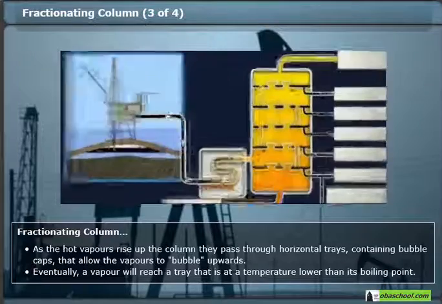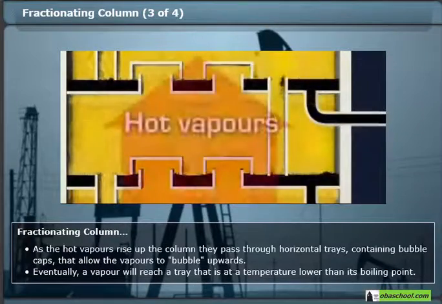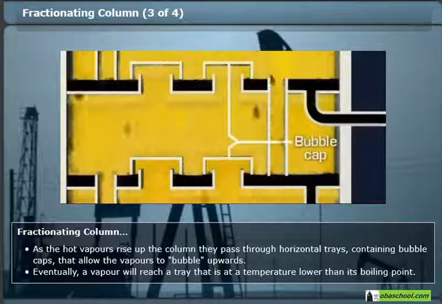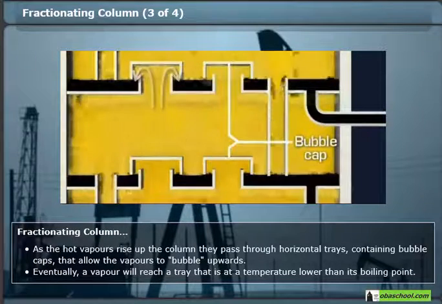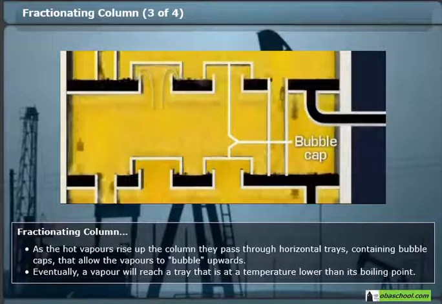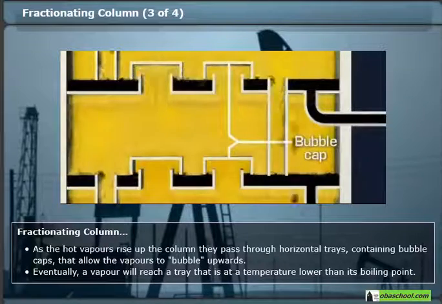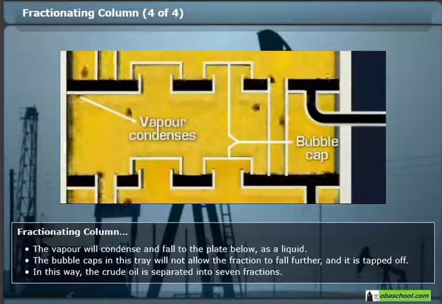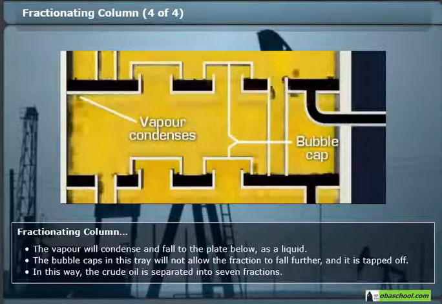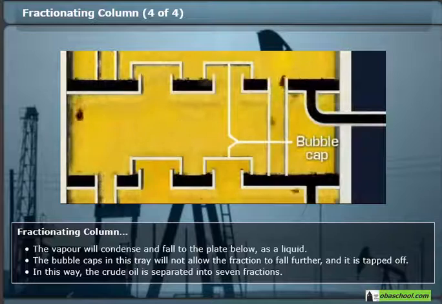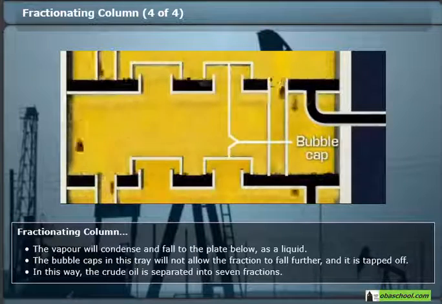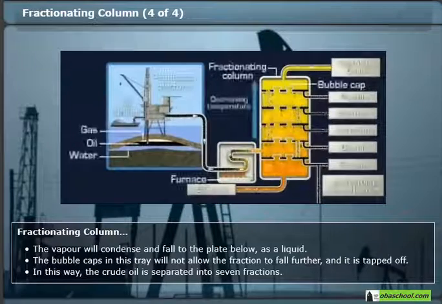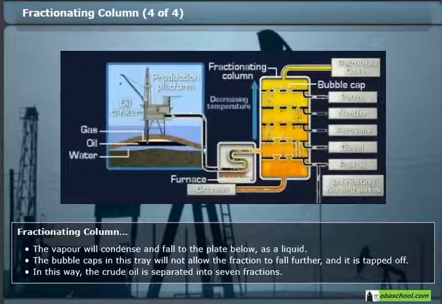As the hot vapours rise up the column, they pass through horizontal trays containing bubble caps that allow the vapours to bubble upwards. Eventually a vapour will reach a tray that is at a temperature lower than its boiling point. The vapour will condense and fall to the plate below as a liquid. The bubble caps in this tray will not allow the fraction to fall further, and it is tapped off. In this way, the crude oil is separated into 7 fractions.